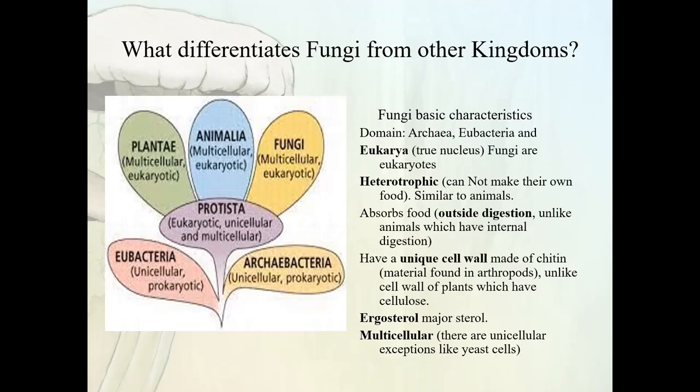Another really important unique characteristic is that fungi have a unique cell wall made of chitin. Chitin is the same material you find in crustaceans like shrimp. The cell wall of the plant is different, and as most of you know, animal cells do not have a cell wall, so that makes fungi unique. They also have a unique sterol called ergosterol, only found in fungi, and we already went over that. Got it.